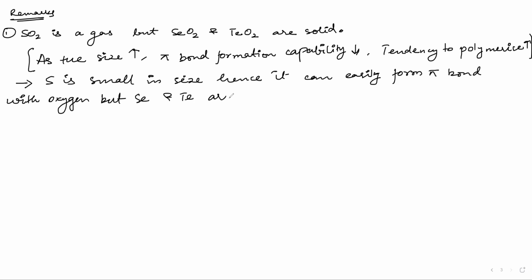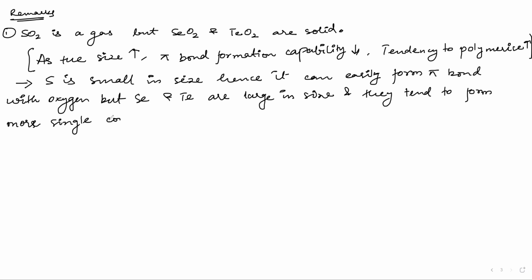But selenium and tellurium are large in size, and they tend to form more single covalent bonds with network structure. So you can be directly asked in assertion or reason that SO2 is a gas but SeO2 is a solid. This can be the reason here. And if this is not the reason, then you can put that the assertion is right but the reason is wrong. Many assertion reason types of question can be made here.